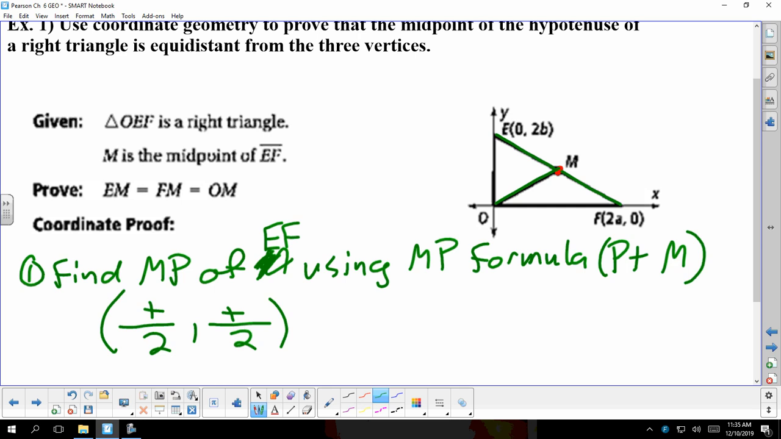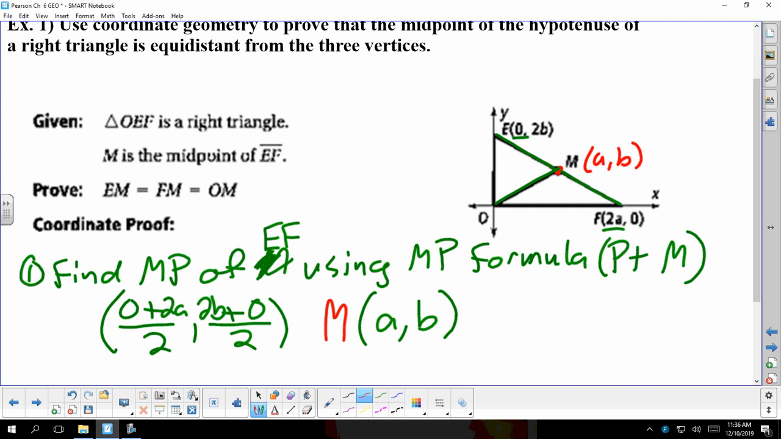add our x's together, 0 plus 2a. So I'm adding 0 plus 2a. And then 2b plus 0 divided by 2. So the midpoint is 2a divided by 2 is just a. And then 2b divided by 2 is b. So point M has the coordinates a, comma b, and we know the coordinates of the origin are also 0, 0.